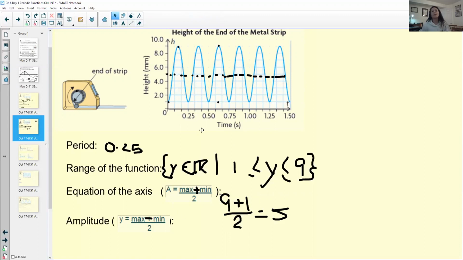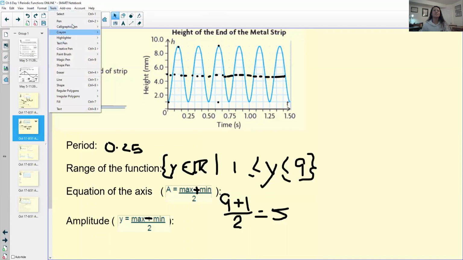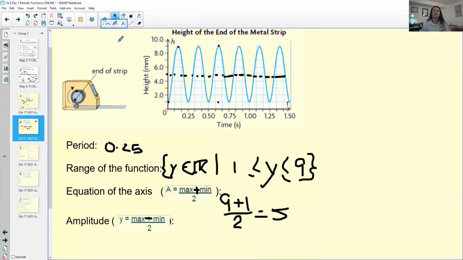And then to find the amplitude, that's the distance from the highest point to your equation of the axis. You can either count or you can use your formula. If I am counting, I'm going from 5 all the way up to 9, so it should be 4. Let's double check with our math. I'm going to take 9 minus 1 divided by 2, my maximum minus the minimum divided by 2. 8 divided by 2 is 4. Okay, so we've calculated our equation of the axis, the amplitude, our domain, our range, our period.